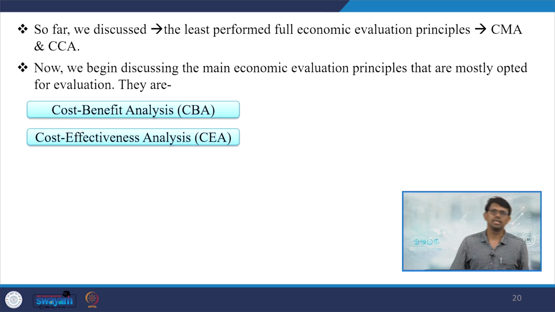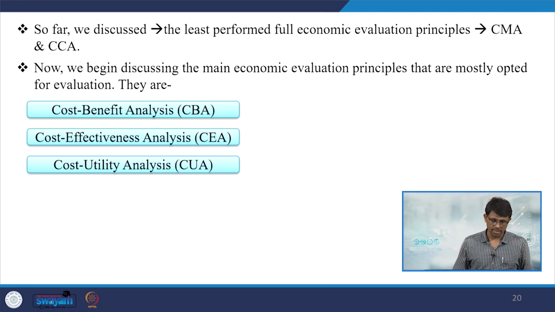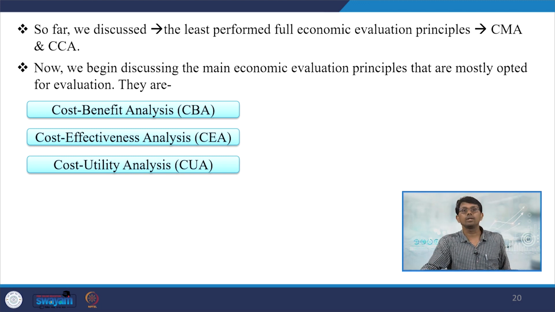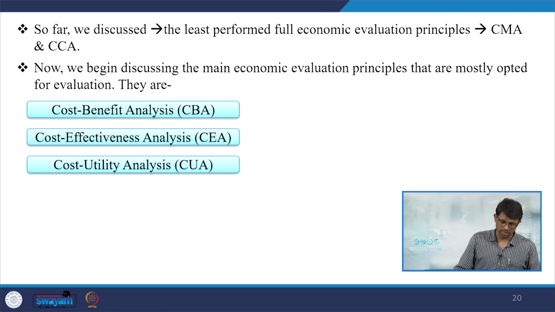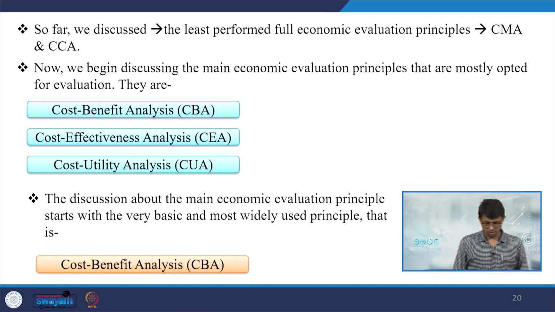So far we discussed the least performing full economic evaluation principles, that is CMA and CCA. We begin discussing the main economic evaluation tools, that is CBA, CEA and CUA, starting with cost benefit analysis, then we will follow the other two. Even the welfare perspective will be counted while understanding the analysis. The discussion about the main economic evaluation principles starts with a very basic approach called CBA.